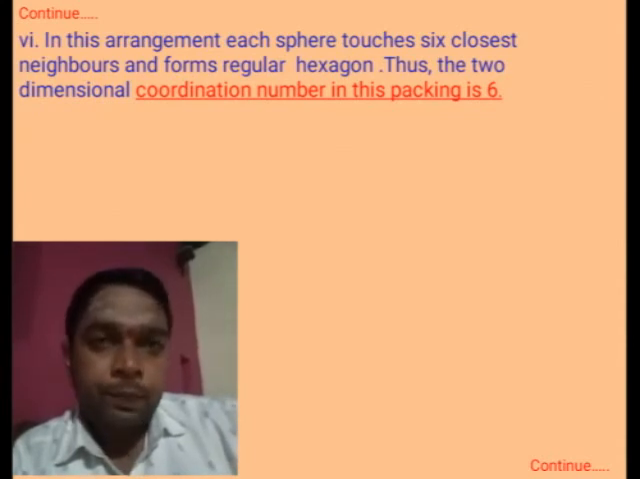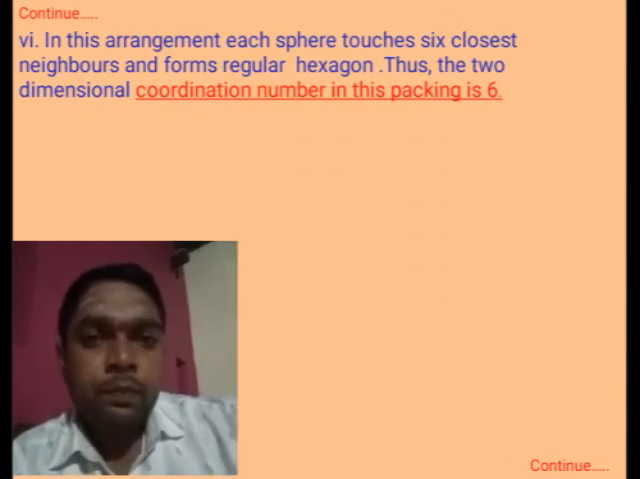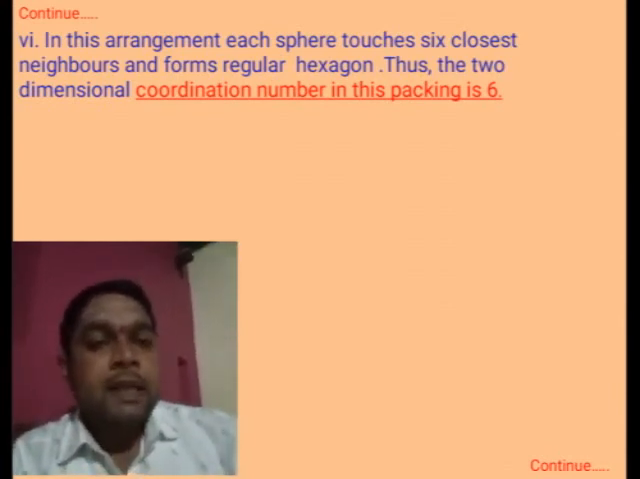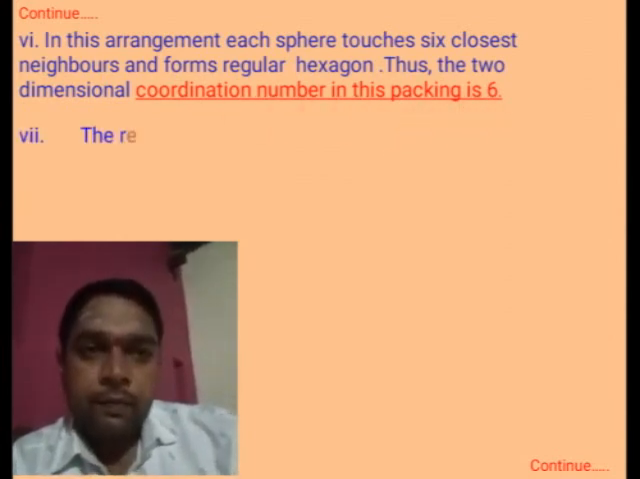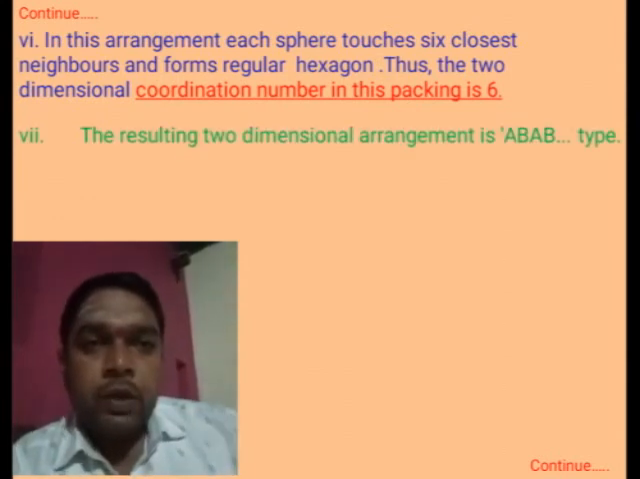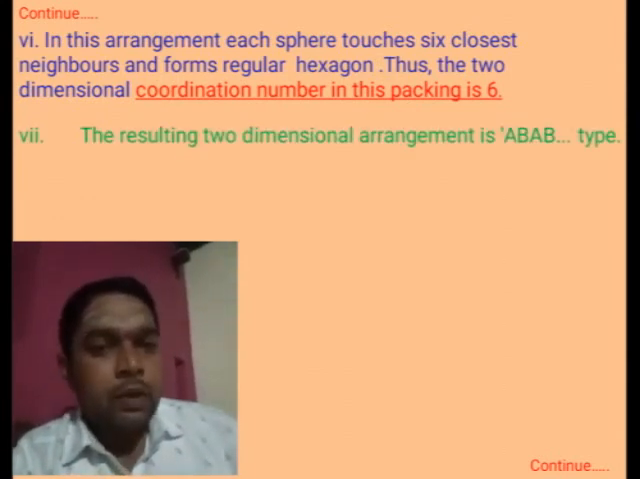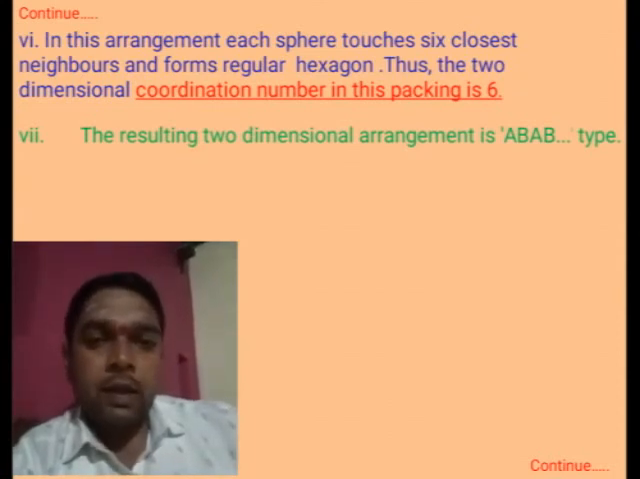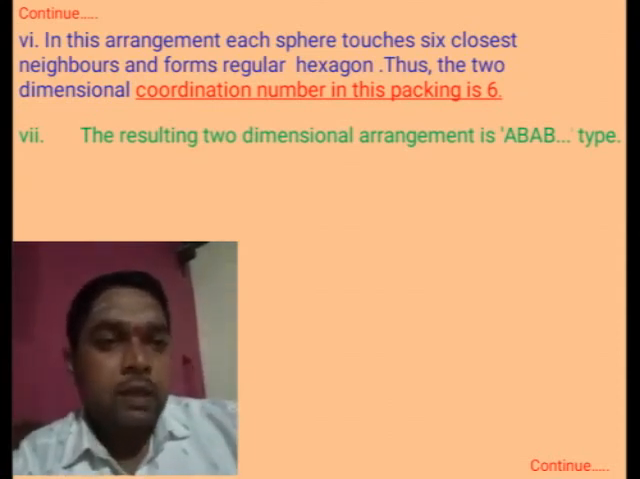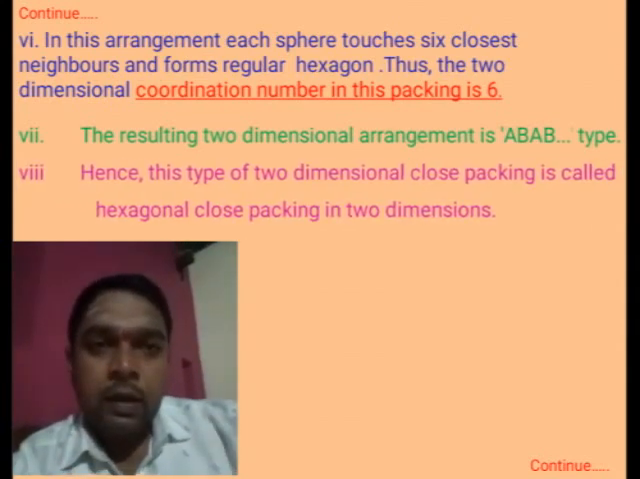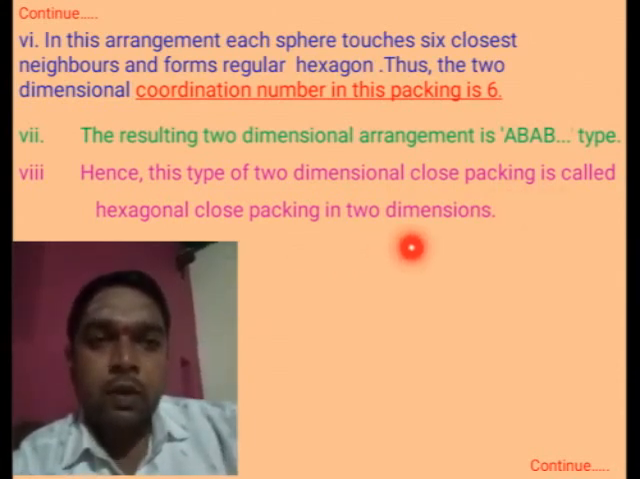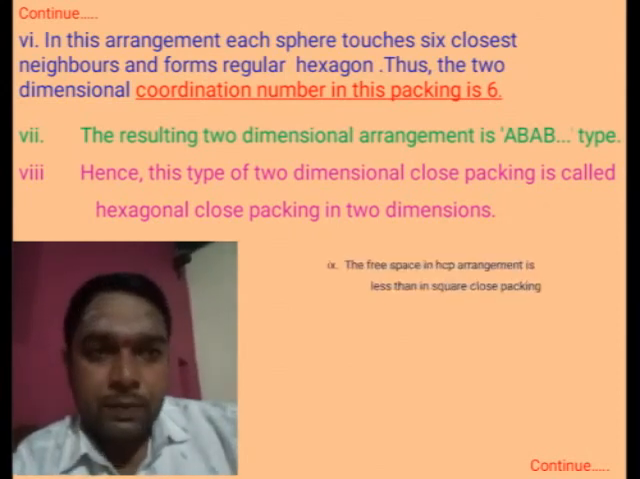From this figure, the central sphere is in contact with 6 neighboring spheres. Hence, the coordination number is 6. The resultant two-dimensional arrangement is called AB type because the first and third layers are the same and the second and fourth layers are the same. This type of two-dimensional arrangement is called hexagonal close packing in 2 dimensions.